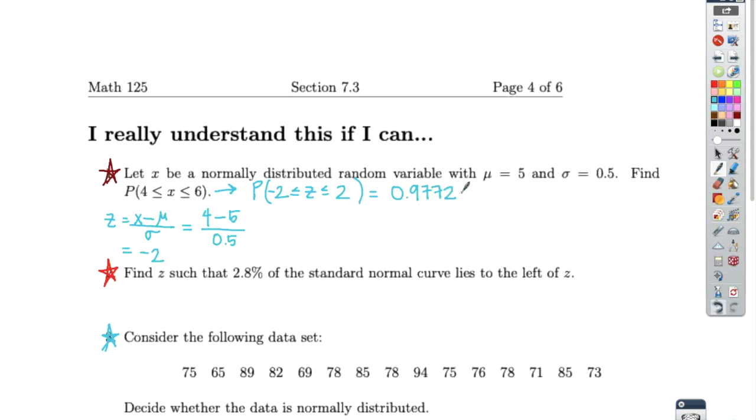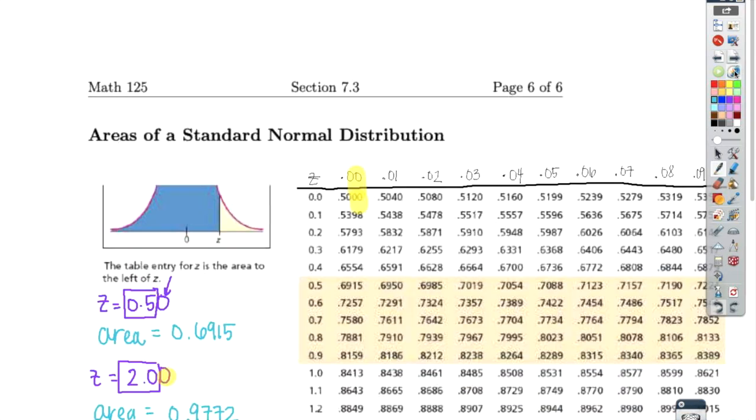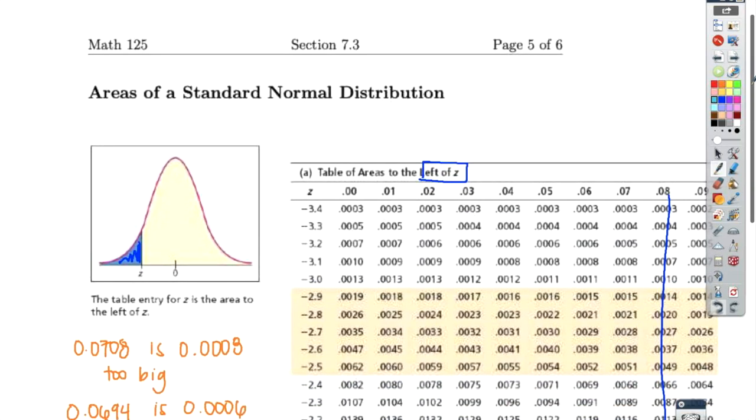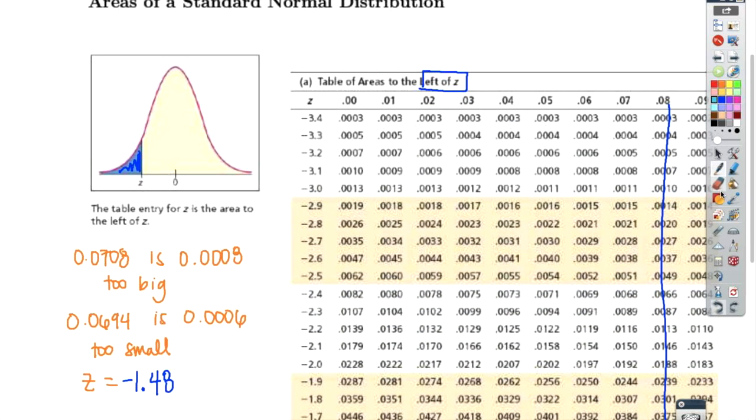Notice we're going in opposite order, because I'm using the larger z value to get this area right now. I'm going to do the bigger area minus the smaller area. So now I'm going to go back and get the area for z equals negative 2, which is of course the same as negative 2.00.